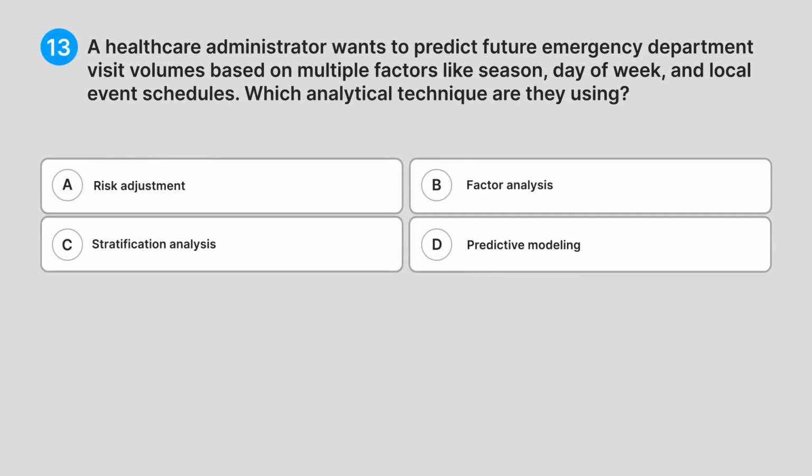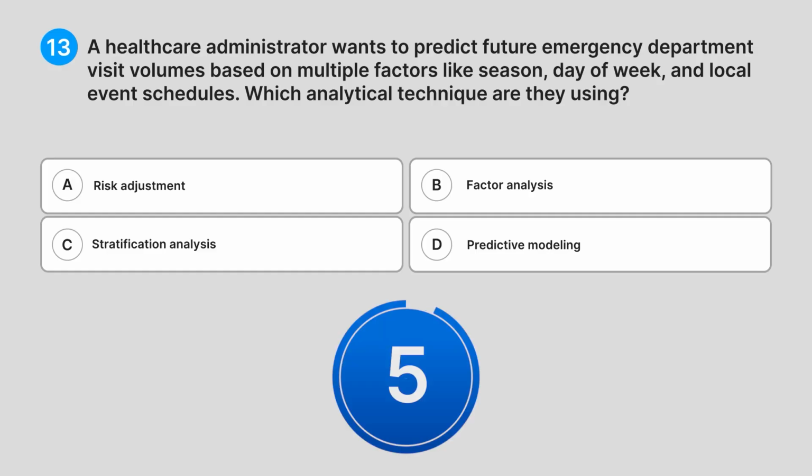13. A healthcare administrator wants to predict future emergency department visit volumes based on multiple factors like season, day of week, and local event schedules. Which analytical technique are they using? A. Risk adjustment, B. Factor analysis, C. Stratification analysis, D. Predictive modelling. Can you guess the answer?